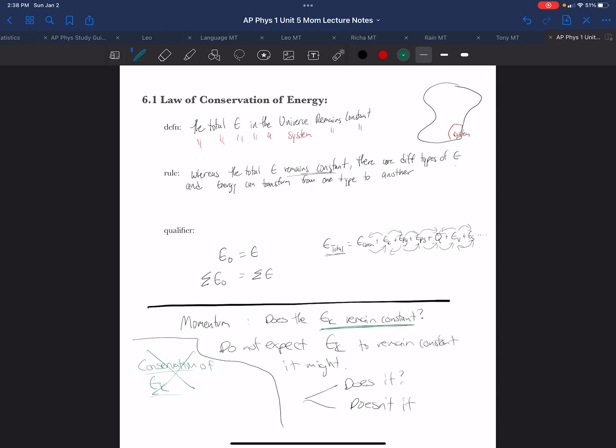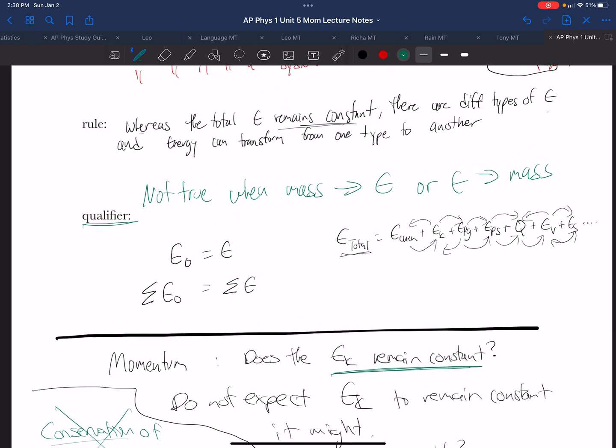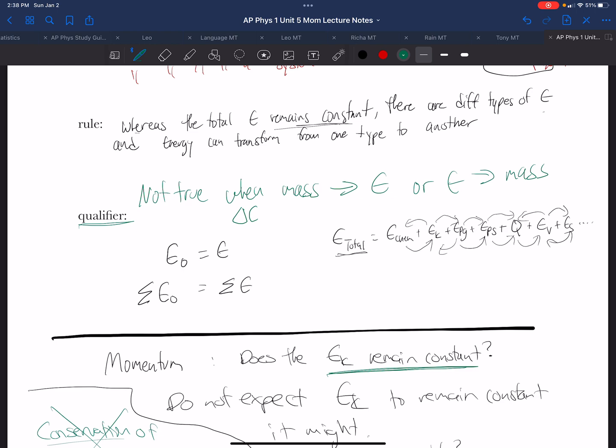Now, I want to jump back to the bigger picture. There is one qualifier about the law of conservation of energy, and that is, it is not true when mass converts to energy or energy converts to mass. Through what some people call the world's most famous equation, delta E equals delta m c squared. Or probably more commonly, if you've seen it, E equals mc squared.